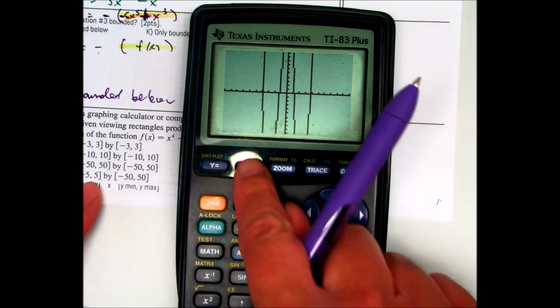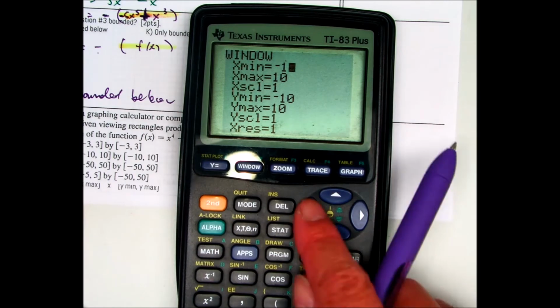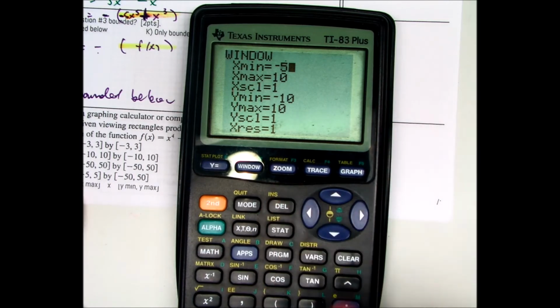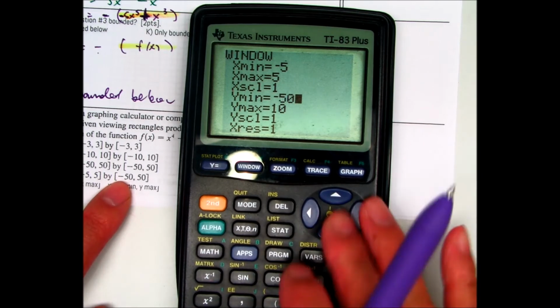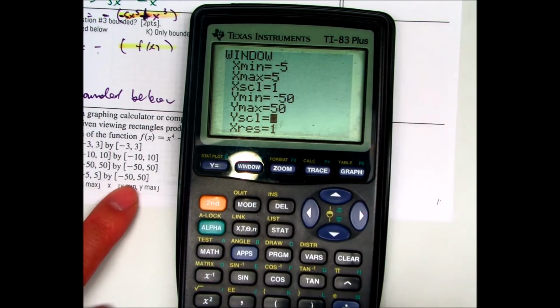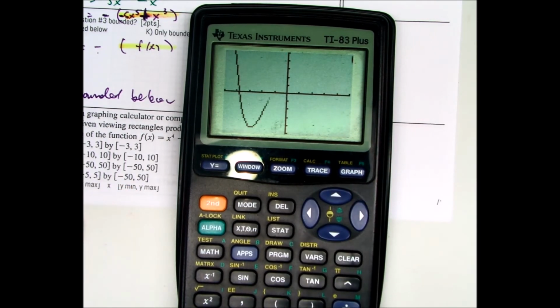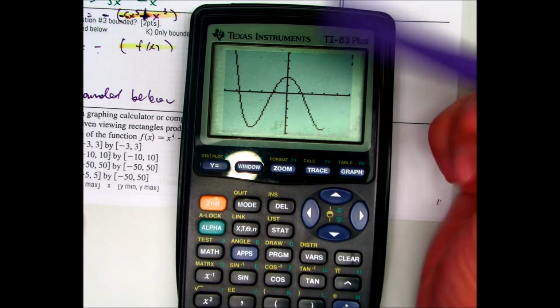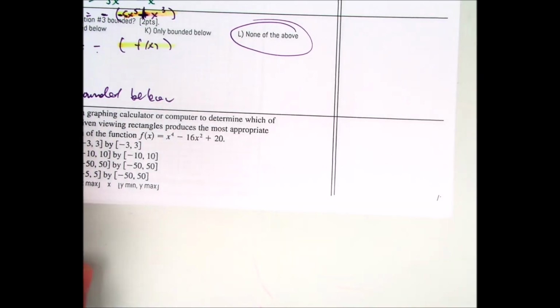So we go to Window. X minimum is -5. X max is 5, -50 to 50. Here I'll count by tens because you have such a great range there. And then graph. And this produces the best graph because now I can see the minimums and the maximums. So D is the correct answer.